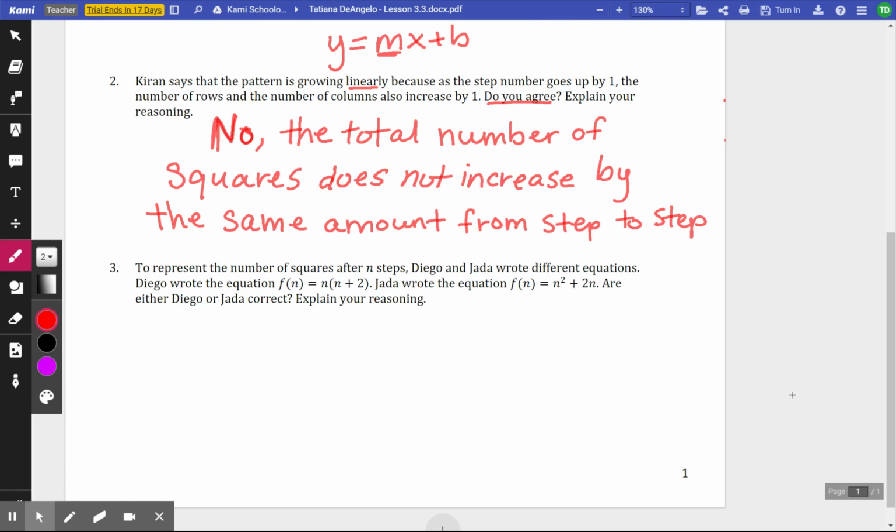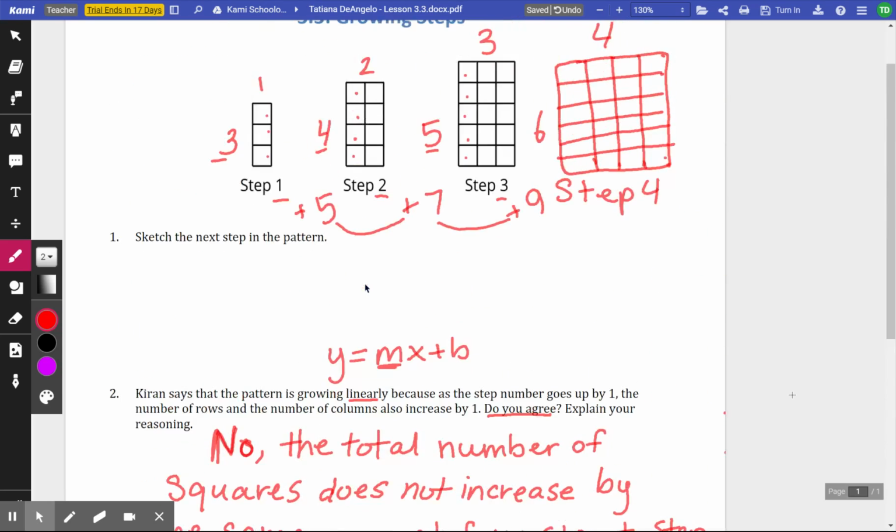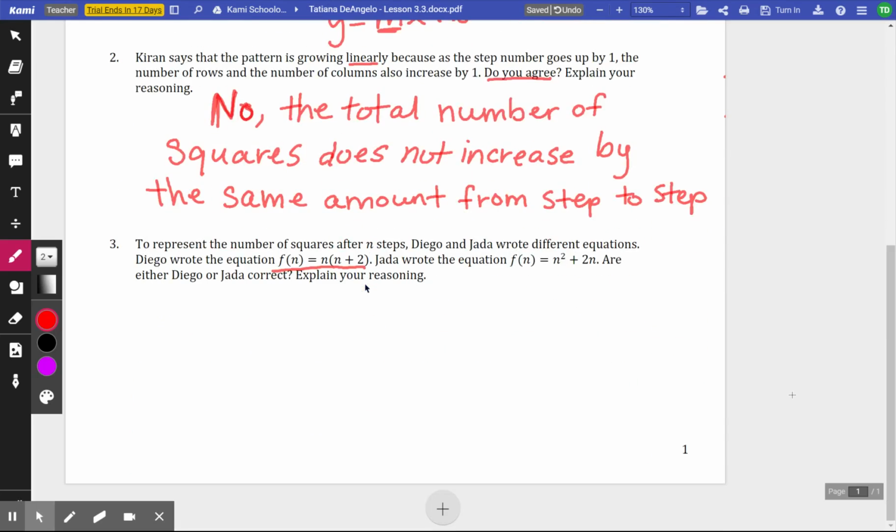So now it's asking about Jada and Diego. So Diego has this equation. I know that this is going to be correct because there are n columns and n plus 2 rows of small squares. So let me show you what I mean. If I'm looking at step 1, that means that n is equal to 1. So I'm going to plug that in. 1 times 1 plus 2. This gives me 3. And that is the number of squares that I have there.